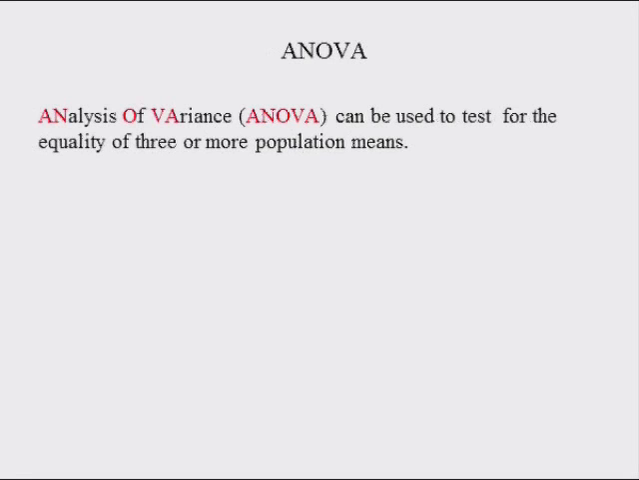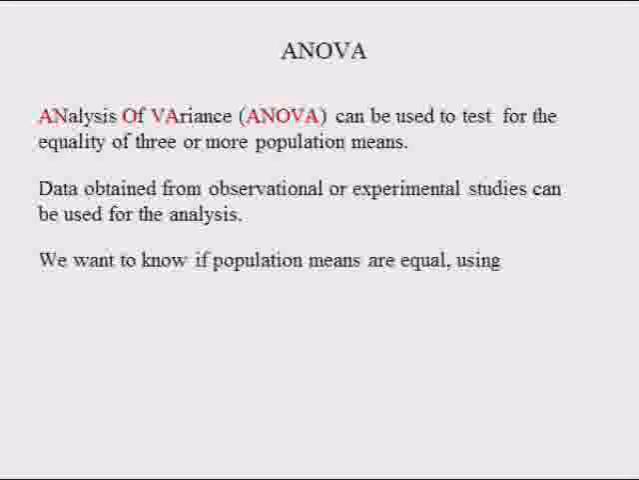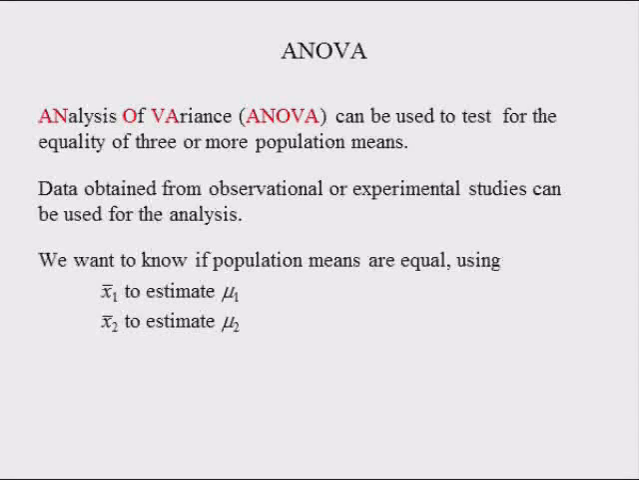Analysis of variance, denoted AN for analysis, O for of, VA for variance, and pronounced ANOVA, can be used to test for the equality of three or more population means. Data obtained from observational or experimental studies can be used for this analysis. In this chapter, we want to know if the means of several populations are equal, using X bar 1 to estimate the mean from population 1, X bar 2 to estimate the mean from population 2, and X bar 3 to estimate the mean from population 3, etc.